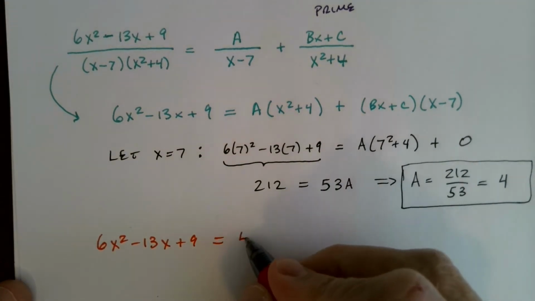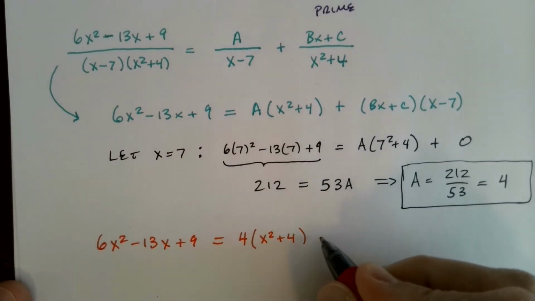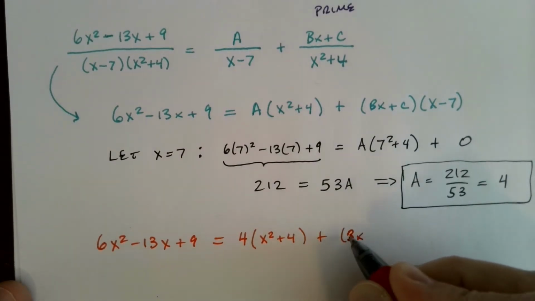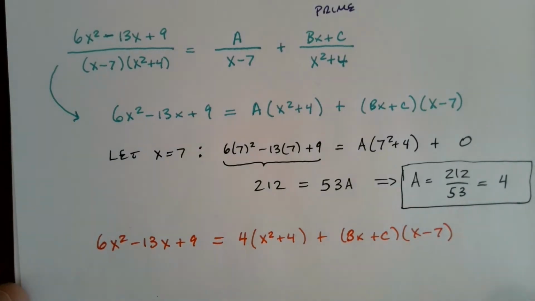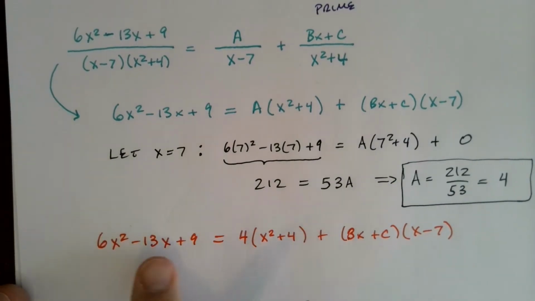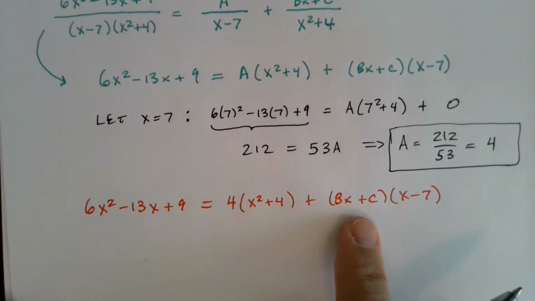A is what? 4. So just replace A with 4, and I still have the B and the C. Okay, so I would use the shortcuts as much as you can, and then when you're done, write in the values that you found, and whatever's left you'll do by the method of undetermined coefficients.